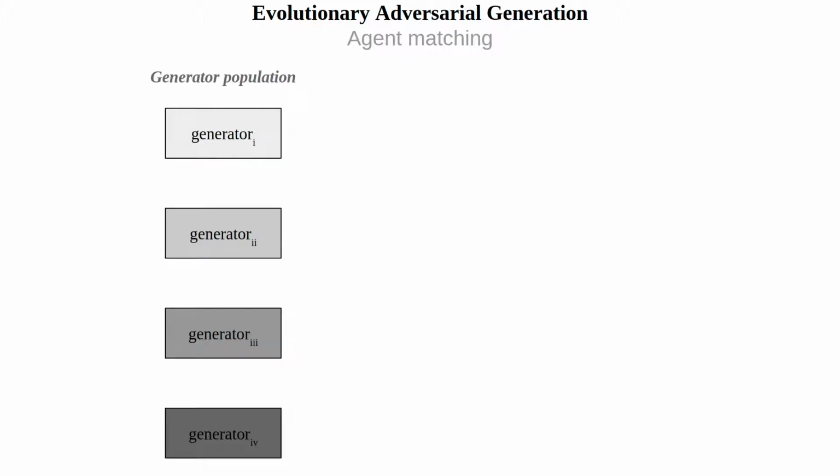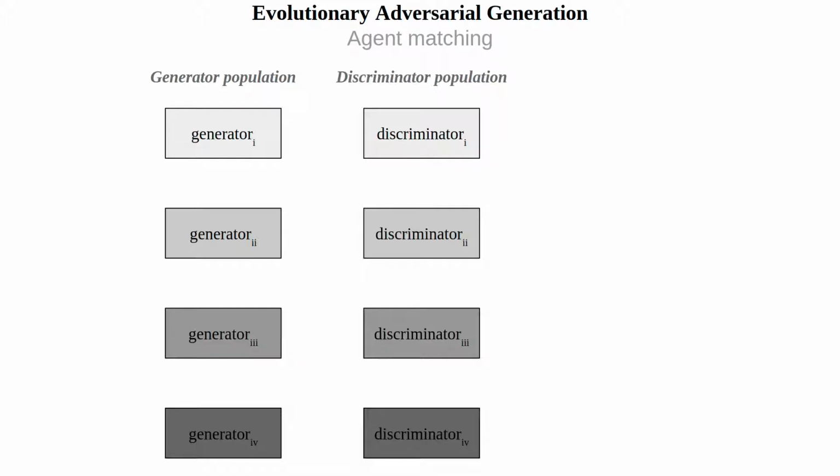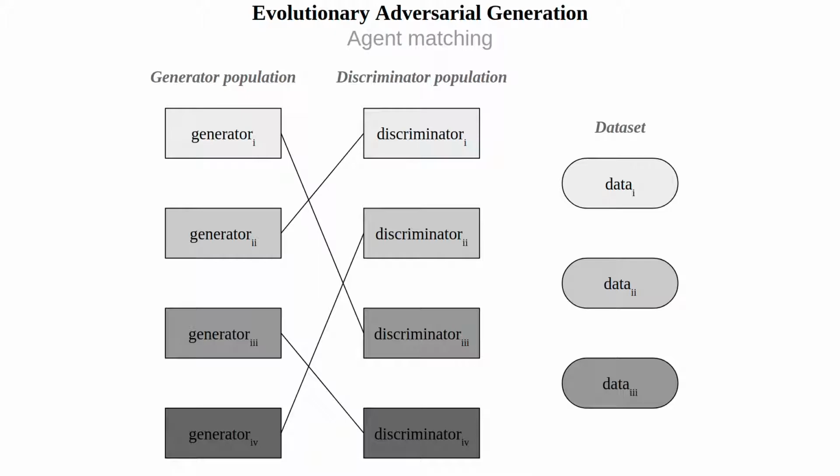Well, let me introduce evolutionary adversarial generation. Now, remember, in evolutionary algorithms, we work with populations. So instead of one generator and one discriminator, we need a population of generators and an equal sized population of discriminators. We randomly match generators and discriminators, and when it comes to data, we attribute one piece of real data to each discriminator.